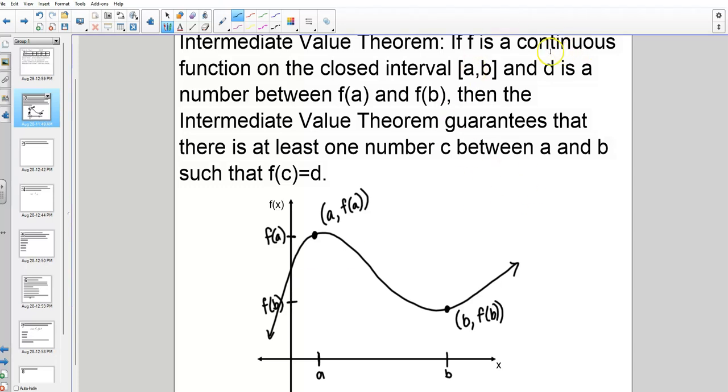So that's our f is continuous from a to b, and it says d is a number between f of a and f of b. So which axis is our d going to be on? It's between f of a and f of b, which are on the y-axis. So if I have a number here between f of a and f of b, you can put it anywhere you want, just for the demonstration right here. I'm going to say it's right there, d. Anywhere between f of a and f of b.